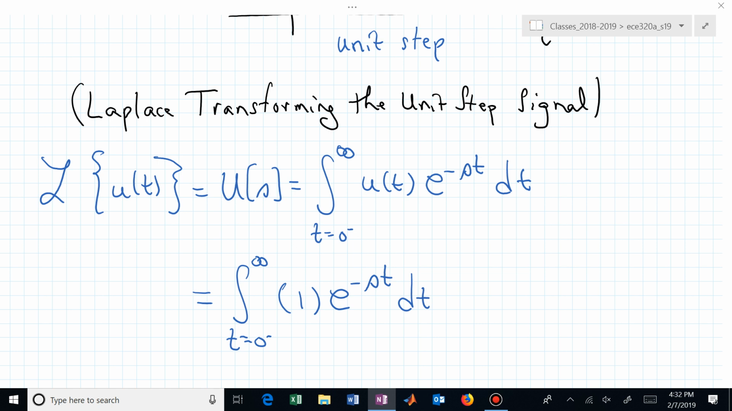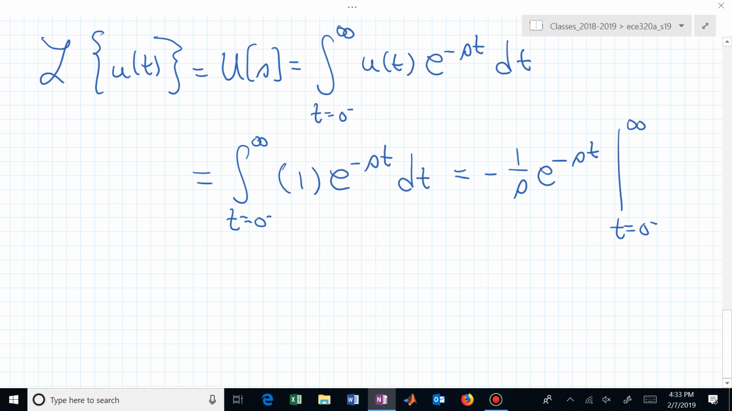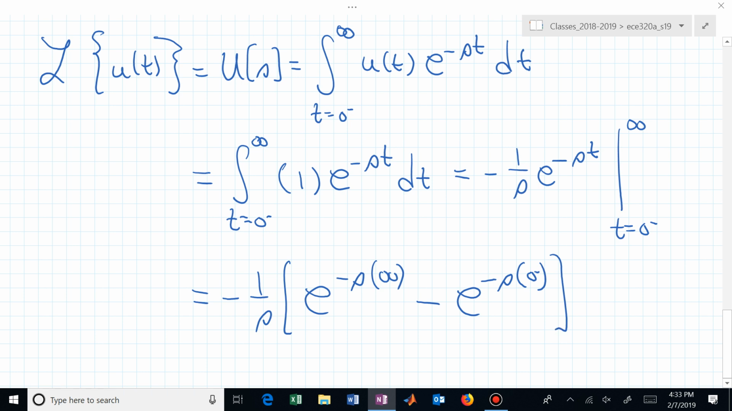But I hope if this doesn't look right, you can go home and convince yourself this now will actually be minus 1 over s e to the minus st. Does that look right? Evaluated at t equals 0 minus and infinity. We're simply using the formula to find the Laplace transform of a unit step. We now evaluate that expression for the upper limit and the lower limit as a function of t. Or this is now minus 1 over s. That factor doesn't depend on t, so let's just factor it out. And we now have e to the minus s infinity, that's the upper limit evaluated, minus e to the minus s at 0. 0 minus, it's the same, it's 0.